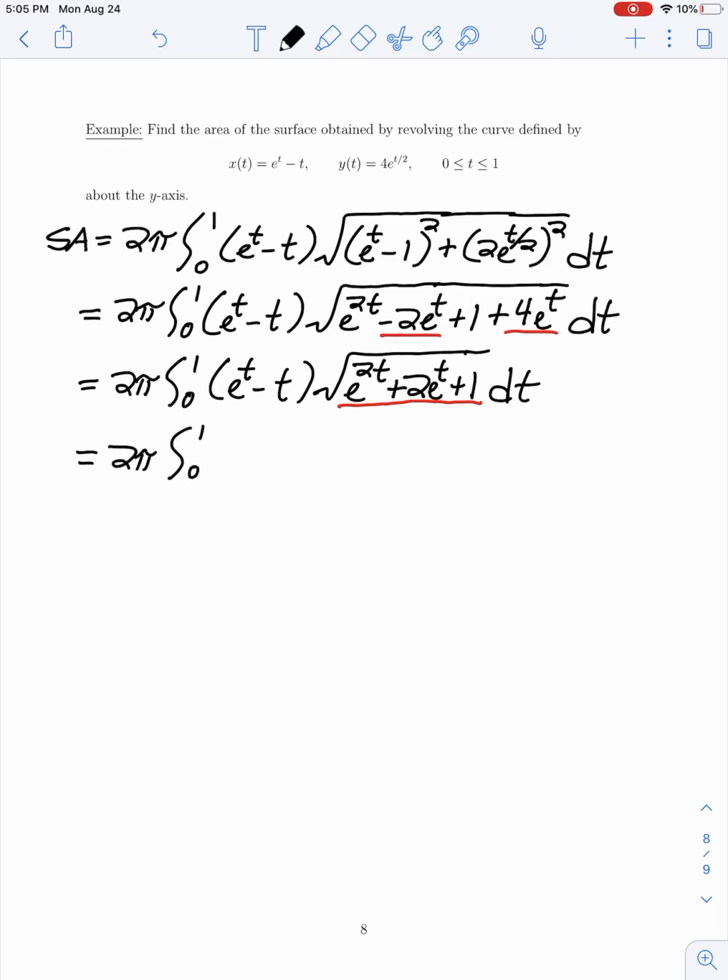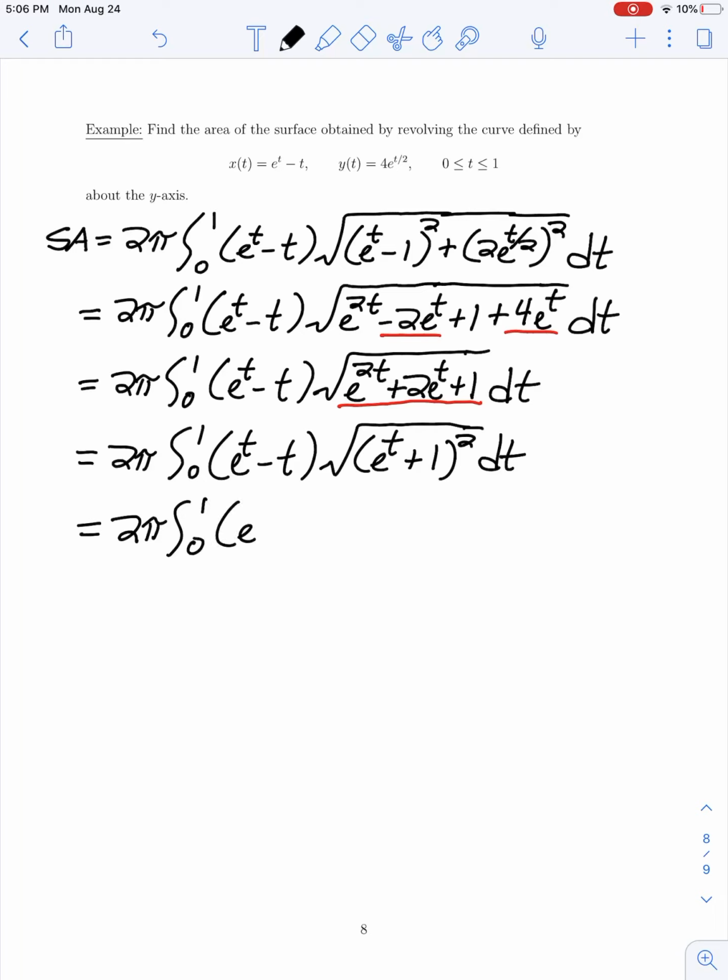So we have a 2 pi integral from 0 to 1 of e to the t minus t times the square root of this expression, which factors as e to the t plus 1 quantity squared dt. So when I'm taking the square root of that quantity squared, I'm left with e to the t minus t times e to the t plus 1 dt. So we're getting a little closer to being able to find an antiderivative.